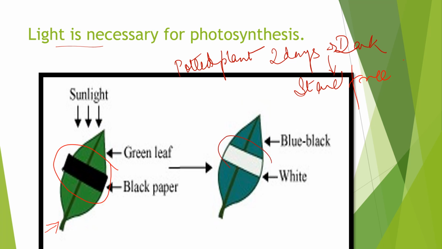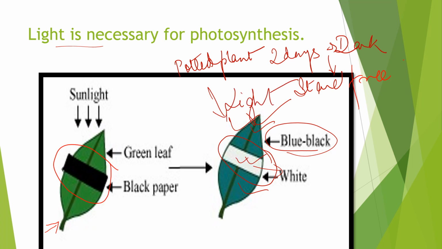So the covered portion of the leaf will stay white, but the uncovered portion is turning blue-black because in the uncovered portion photosynthesis has occurred, because this has received light. So this portion has received light, whereas this portion has not received light. It was already starch free as it was kept in dark for 2 days. No photosynthesis has occurred there.